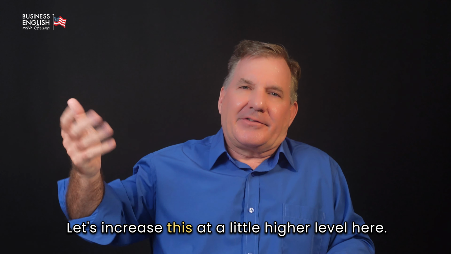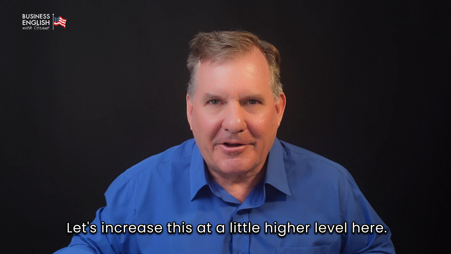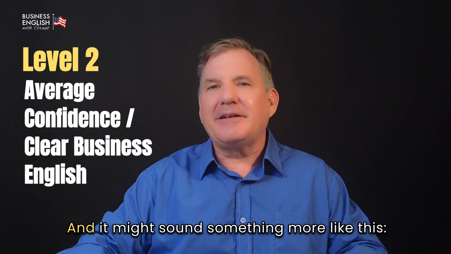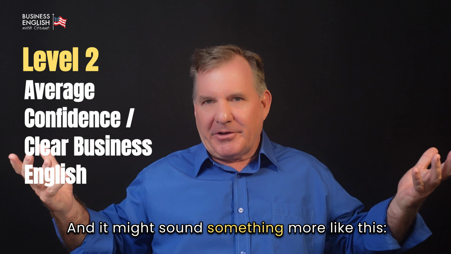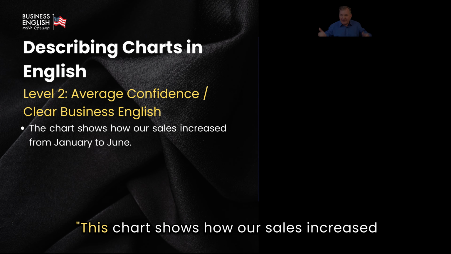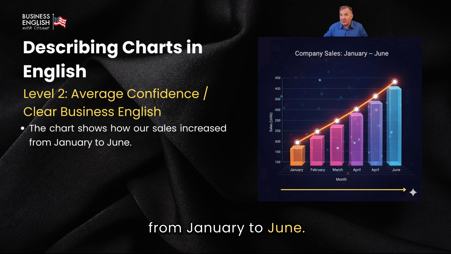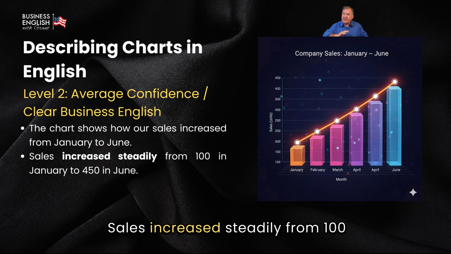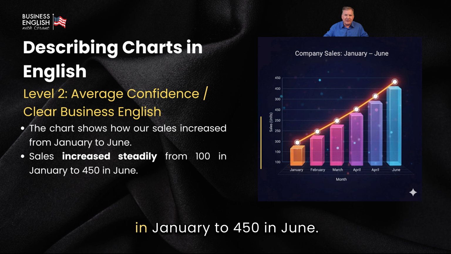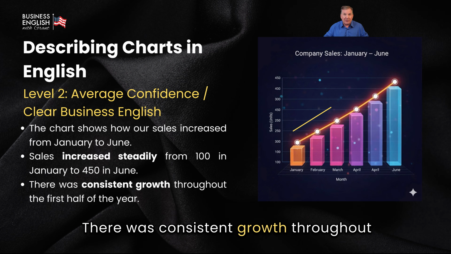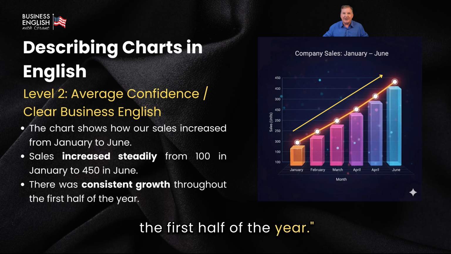Let's increase this to a little higher level here. Maybe we'll call this the average confidence level. And it might sound something more like this. This chart shows how our sales increased from January to June. Sales increased steadily from 100 in January to 450 in June. There was consistent growth throughout the first half of the year.